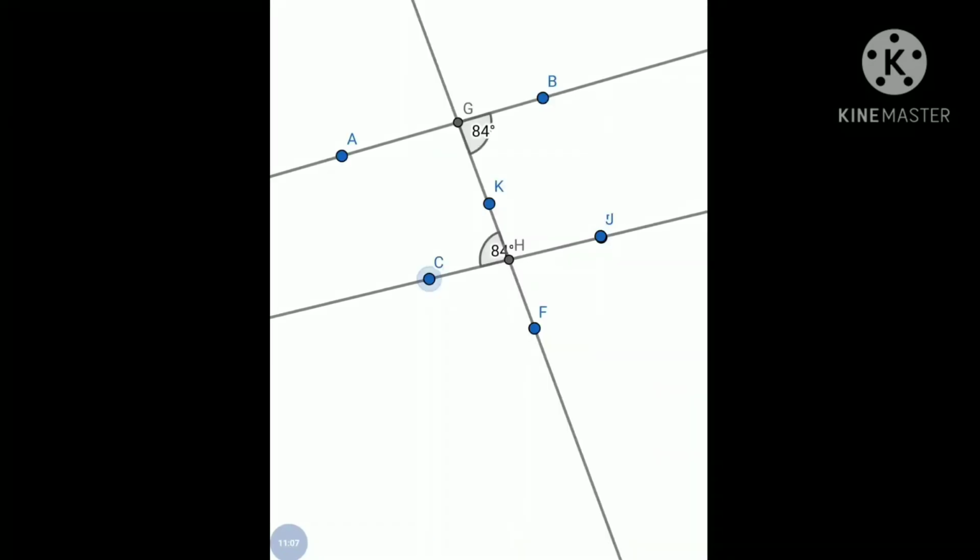Now I am making this angle 84. See the lines. What happened to the lines? Now the lines are parallel. See, they never meet, even when we extend the lines. So two lines are parallel if their alternate interior angles are equal.